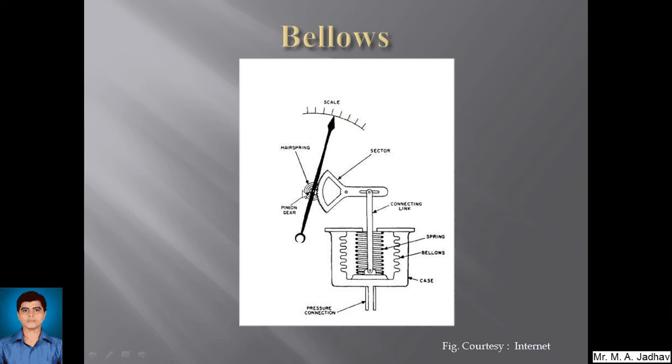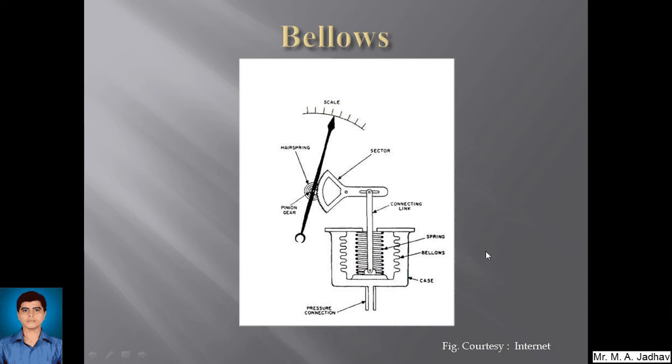This main spring is connected to the pointer, and it will bring the pointer back to its initial position once the pressure is removed from this point. So this is the working of the bellows. Here also one spring is provided, doing the same work. Once the pressure is released, it will come back to its normal position by expanding the bellows. So this is the working principle of the bellows.